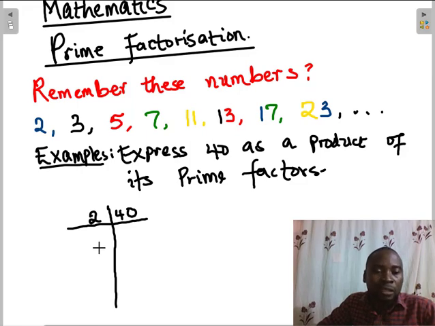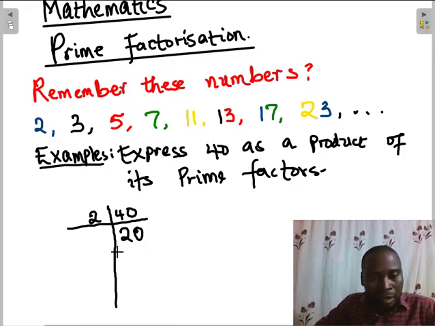Well, let's do that digit by digit. 2 inside 4. How many 2's can we get inside 4? We can get 2 2's inside 4. There's no remainder. Okay, what about 0? How many 2's can we get in 0? We can get no 2 in 0. That's 0. All right, that means 2 can divide 40 exactly to give us 20.